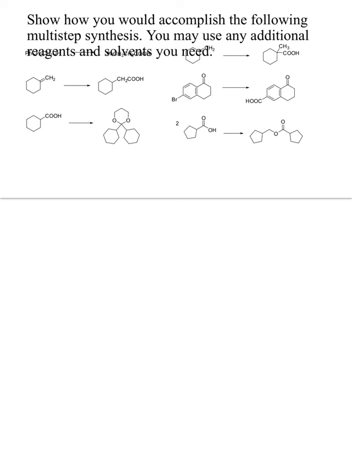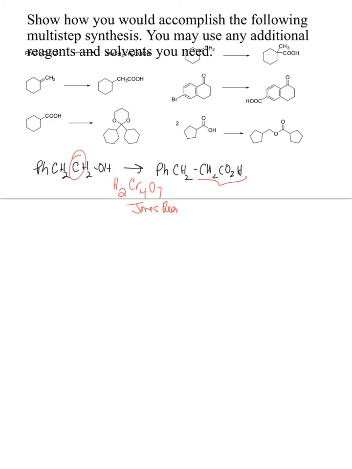So this is problem number 11. I notice we can't really see the top, so let's just go ahead and rewrite that. We have a phenyl, CH2, CH2OH, and we're going to the carboxylic acid. Okay, so this carbon here is being oxidized to the carboxylic acid, and you can just do that by adding H2CrO4, Jones reagent. We'll oxidize a primary alcohol to a carboxylic acid.